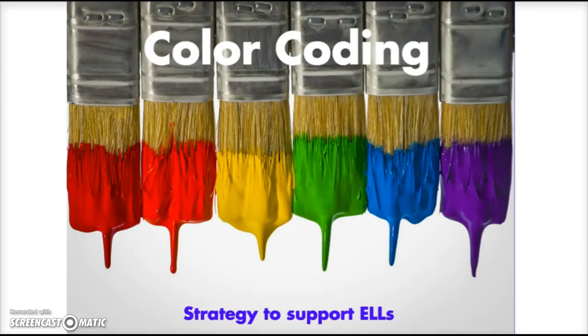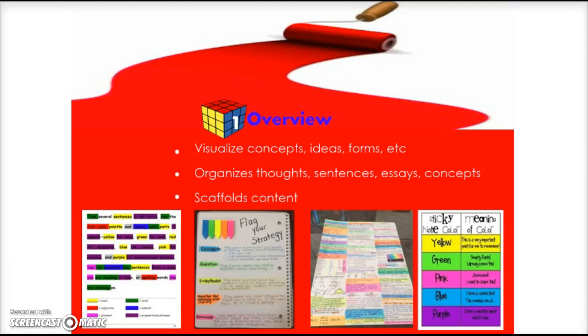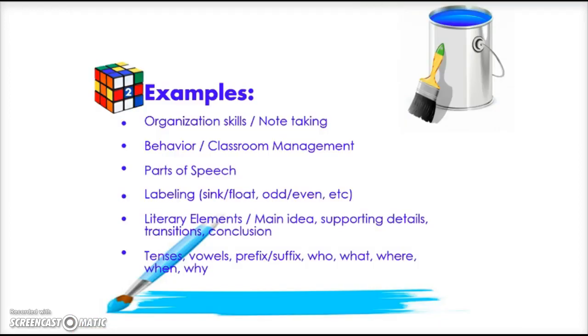Color coding is a great strategy to support English language learners in the classroom. It allows you to highlight, organize, and better understand key concepts while you're either teaching a lesson or while students are learning concepts through all sorts of learning activities. It helps you organize thoughts and concepts, it scaffolds the content, and it makes it much easier for you to go back and review the content.